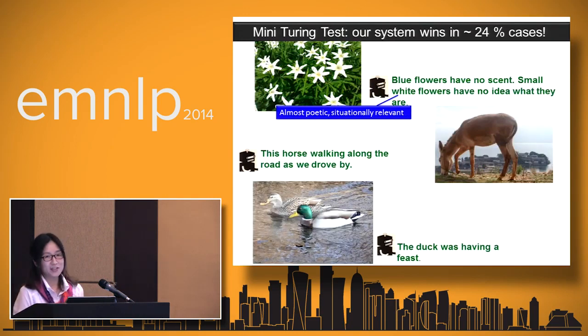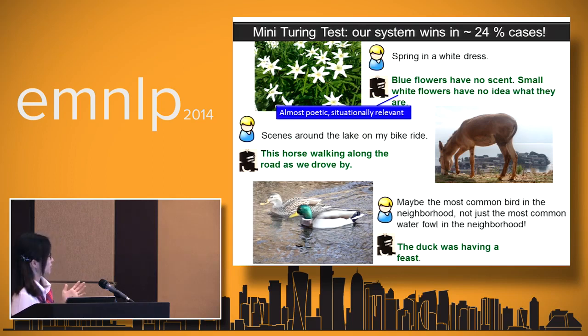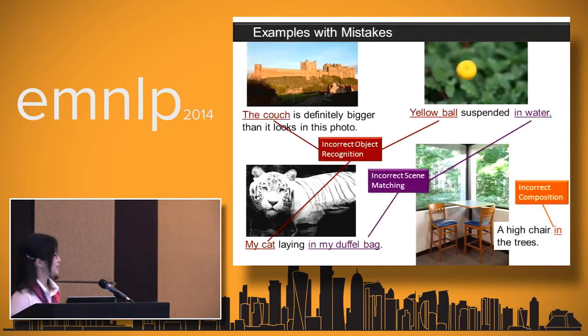Here are even more interesting examples. These are cases when machine captions were preferred over human captions. These are machine captions. Some are poetic and situationally relevant. Human captions are not bad either, but ours sometimes are preferred over theirs. Sometimes, even when ours is good, human captions are preferred, so it's a fair comparison. In any case, this is what we have. Of course, we sometimes make pretty bad mistakes. These are better mistakes, by the way. There are also worse ones, but I'm going to show you somewhat better ones.